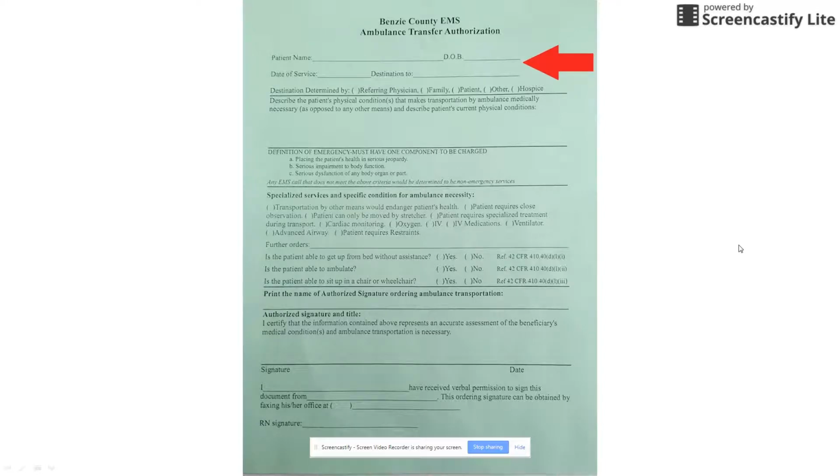On the top few lines, you will know that the patient, date of birth, and date of service, as well as the destination, is required. The patient's name, date of birth, and service date can be accomplished with a Paul Oliver Memorial Hospital ER sticker. The destination should be filled out, as well as the destination determination, whether it's from the referring physician or mid-level in the ER, whether this is family or patient request, other or hospice, which will help determine the actual payer when it goes to our billing company.